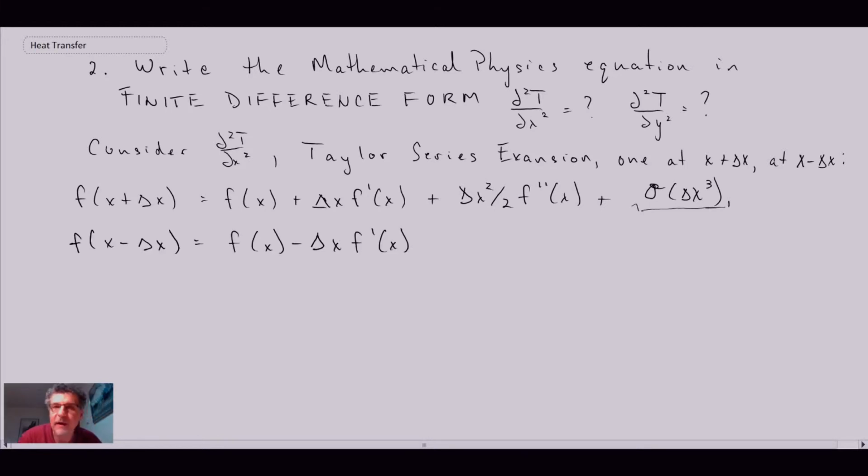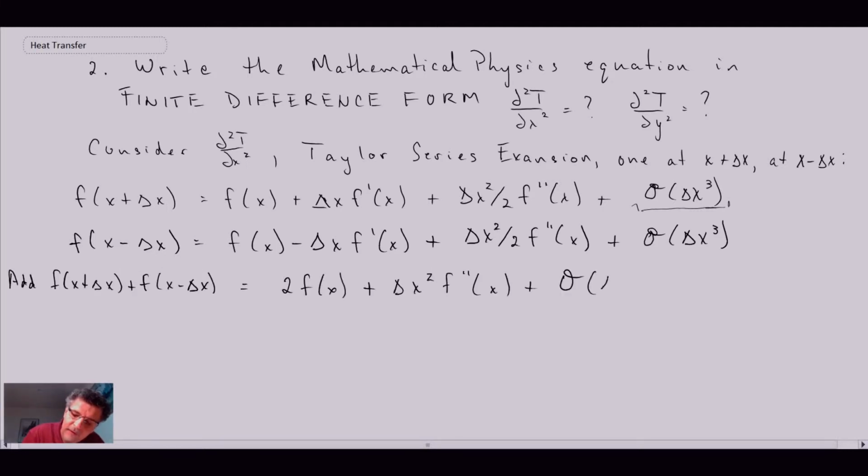So you can see the minus delta x term is there. Then when we get to the plus, this is going to be squared, so it'll be a plus delta x squared over 2. And then again, we have plus order delta x cubed and smaller. And for those terms, we're going to neglect. Now what I'm going to do is add these two.